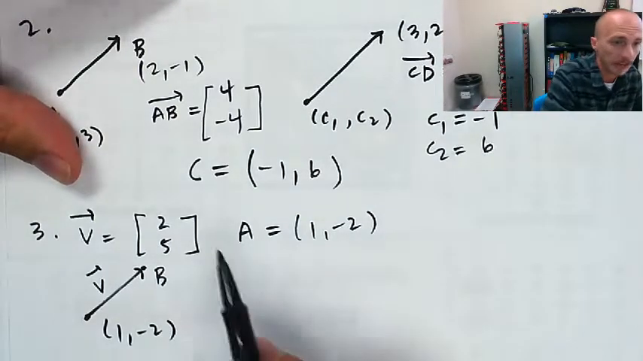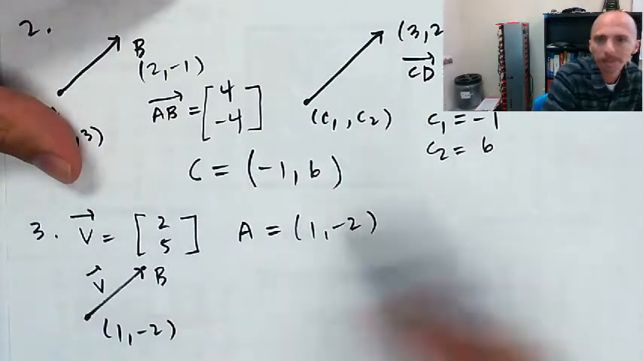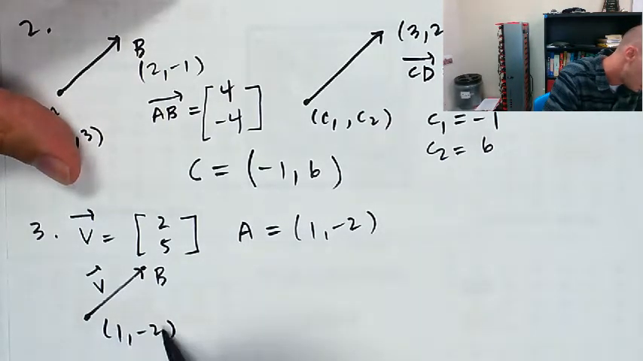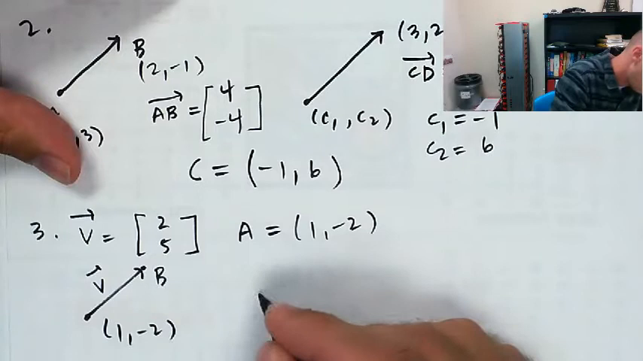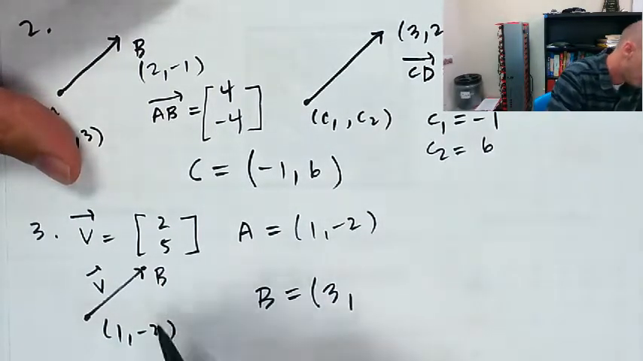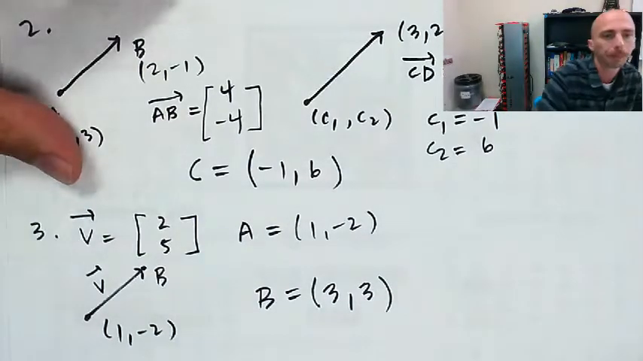Okay, so it seems like I really just need to add v to A, and I'll get B. So 1, negative 2, and I'm going to add 2 in the x direction. So 1 plus 2 is 3. And then in the y direction, I'm going to add 5, so that's negative 2 plus 5, which is also 3.